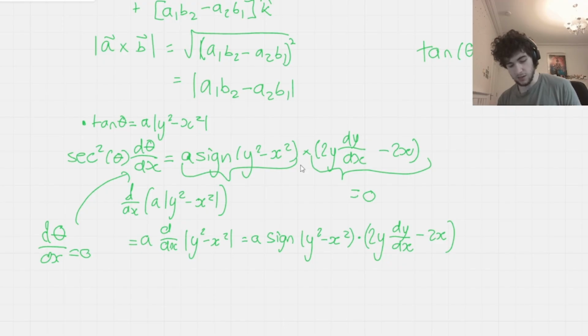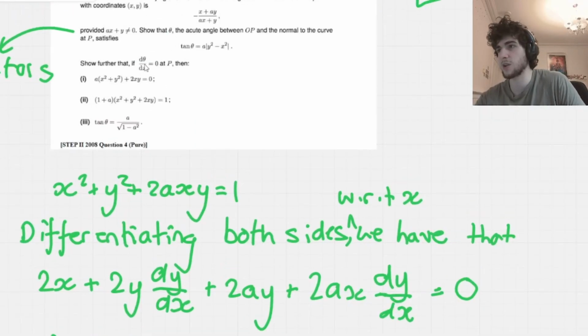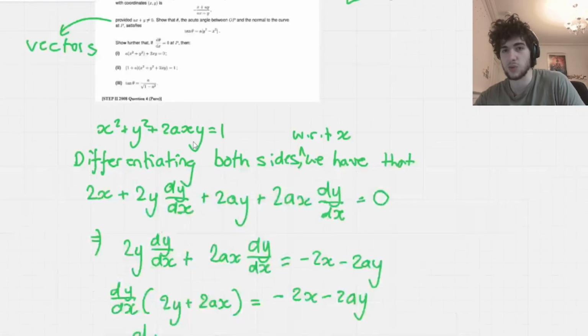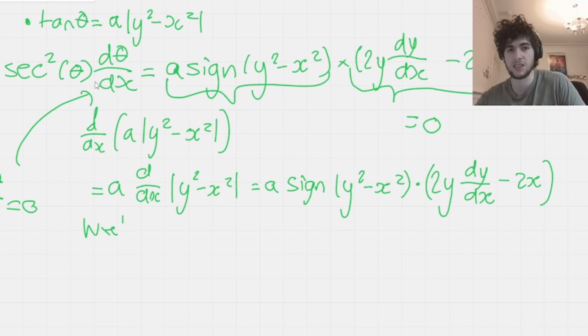Just to go back to the question, to make sure that we're on the same page, we're showing that if d theta dx is equal to 0, then we need to show that a times x squared plus y squared plus 2xy is equal to 0. That's what I'm trying to do right now. Because d theta dx is equal to 0, the left-hand side is equal to 0. None of this is 0, so this stuff over here has to be equal to 0.